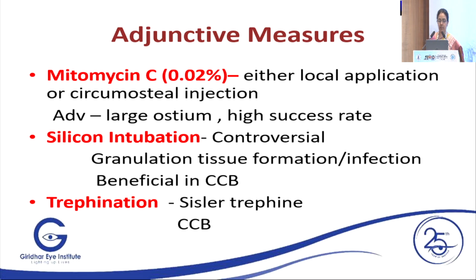Then there are many adjunctive measures. You can use mitomycin C, either injected locally or applied topically, for 3 minutes; some people use it for 5 minutes. That is surgeon preference. The advantage is a large ostium and a high success rate. Silicone intubation is a little controversial because some authors say it induces granulation tissue formation and can induce infection. In my experience, if you remove it at 3 to 4 weeks, it usually does not cause any problems, and it is very, very beneficial if there is an associated common canalicular block. Then trephination: if there is a distal canalicular block, you can use a trephine to remove the fibrous tissue.